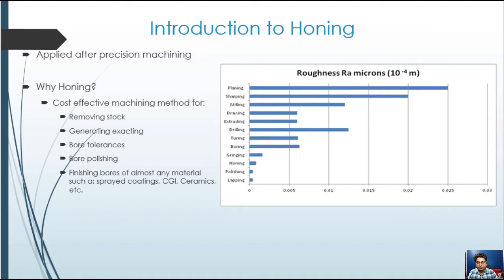Now we can see the roughness or the smoothness which is achievable by the different manufacturing processes, and in the previous class we have read about the grinding process. If we compare that with the honing process, we can see that the level of finishing achievable by this process is far more superior than that using grinding process.